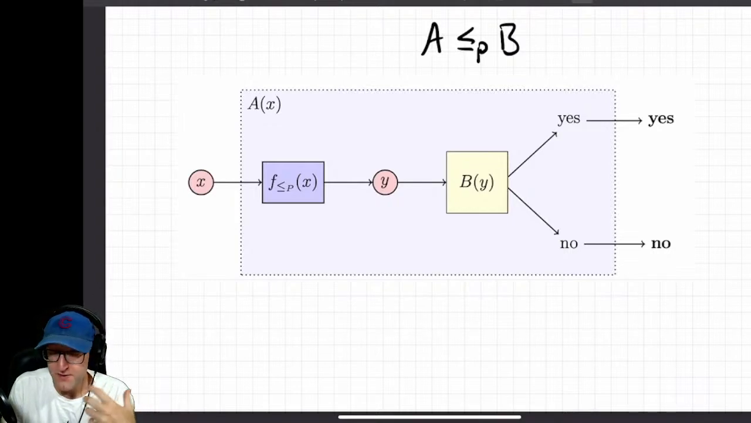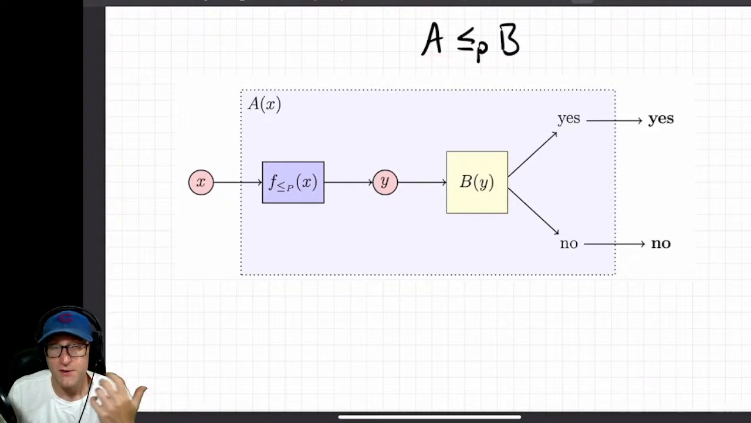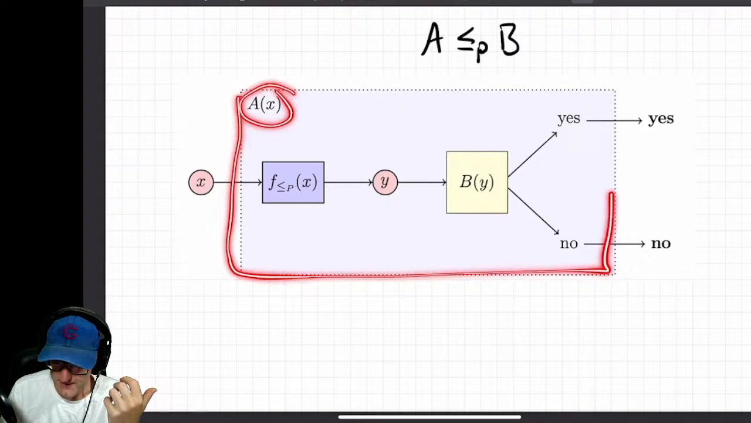A is a problem. Is it the 0-1 knapsack problem? Is it the sorting problem? Is it the is connected problem? I don't know. I don't care. I want to talk about these things in general. Right? I am reducing A to B by coming up with a solution for A given a solution for B. So again, I don't know how to solve A. This is a black box here on how to solve A. X is an input to A.